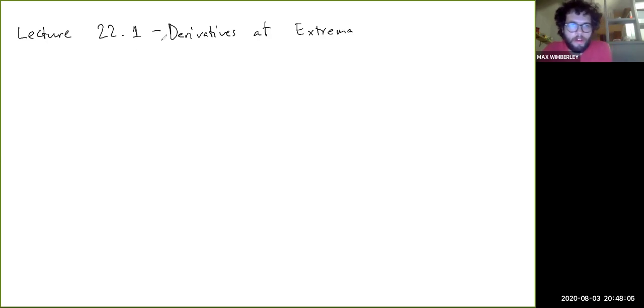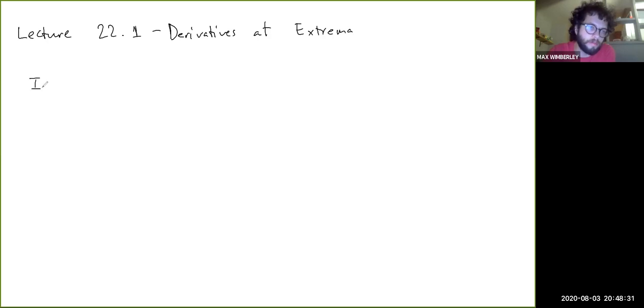So on our way to the mean value theorem, the first little thing we're going to prove is the familiar fact that if a function achieves a maximum at a certain point, and it happens to be differentiable there, then the derivative should be zero.